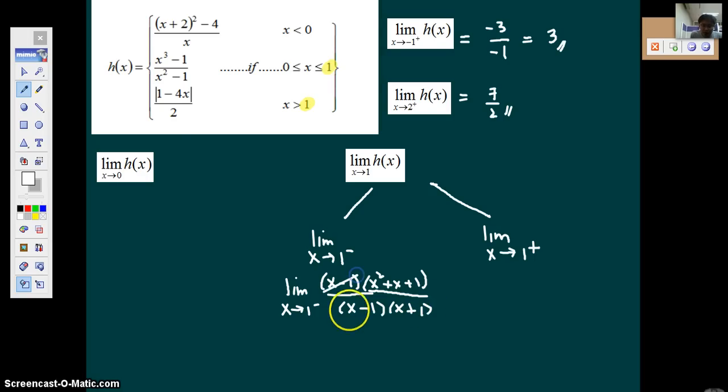This cancels out. Now we can substitute 1. So 1 squared plus 1 plus 1 is 3, and 1 plus 1 is 2. So the left-hand limit is equal to 3 halves.